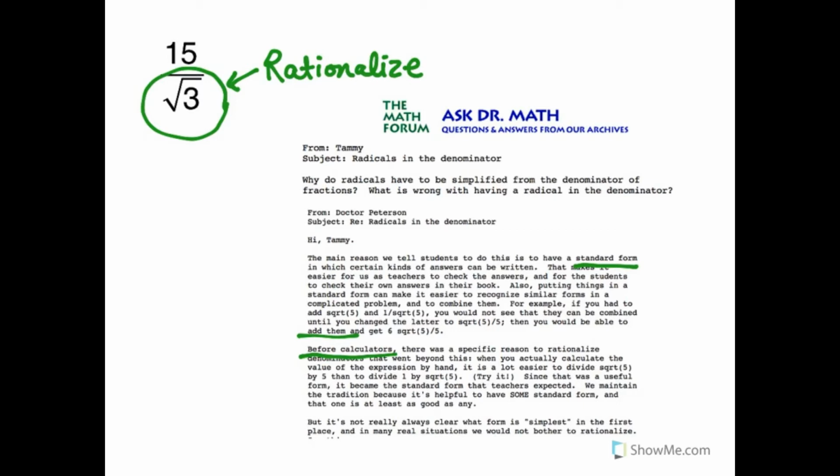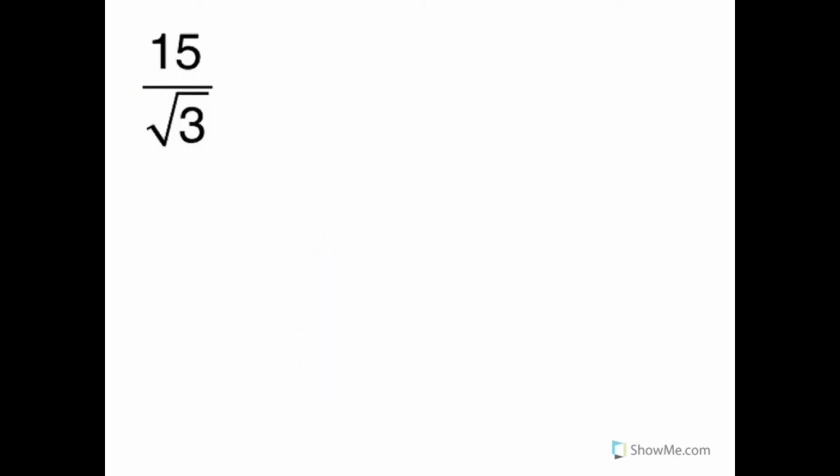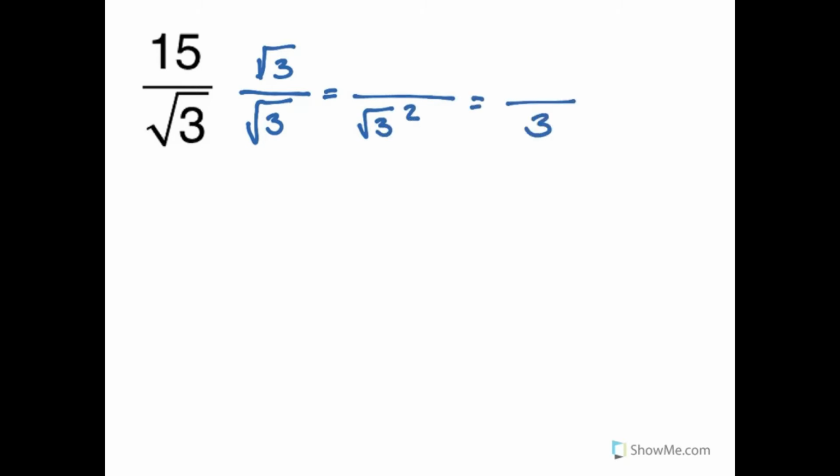What about how? 15 over the square root of 3 has an irrational denominator, square root of 3. Now, if I want to simplify a fraction, the way to do it is to multiply the numerator and denominator by the same thing. And if I multiply square root of 3 times another square root of 3, I'll get the square root of 3 squared, which simplifies to 3.